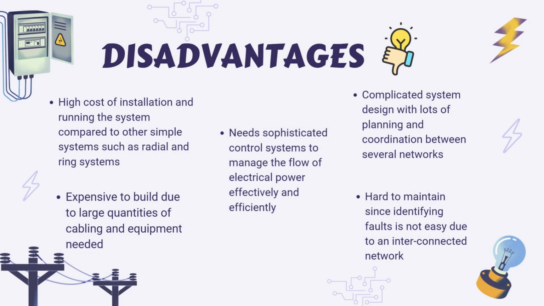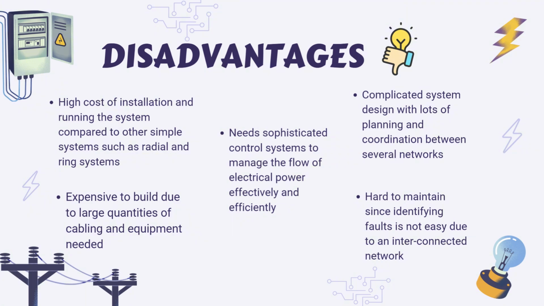However, the network system also has several disadvantages. Firstly, it has a very high cost of installation and operation compared to simpler systems like radial and ring systems, due to the large amount of equipment and infrastructure required. Secondly, the system design is quite complicated, requiring careful planning and coordination between multiple interconnected networks.